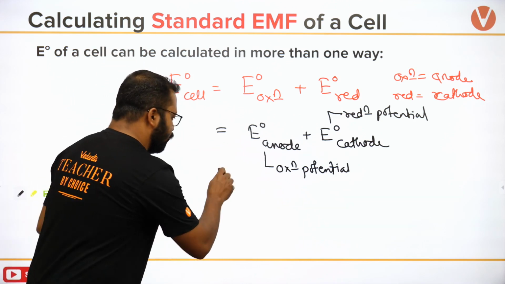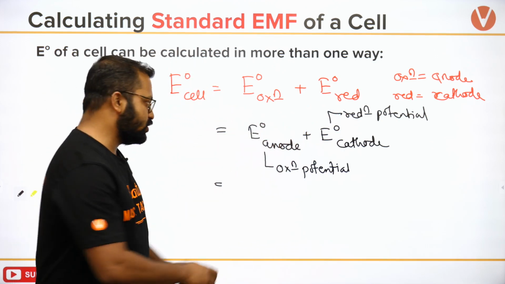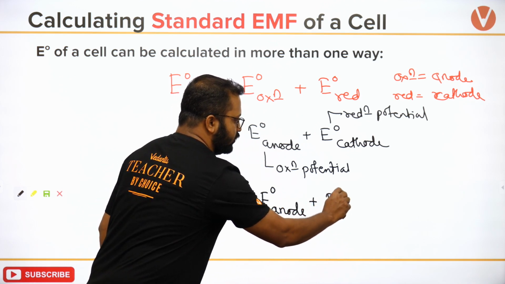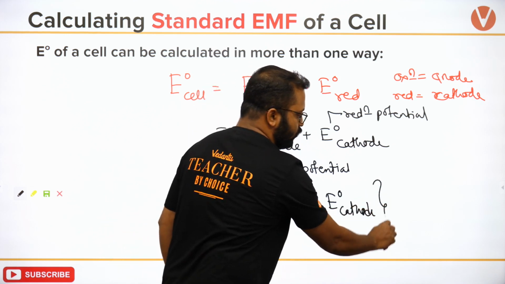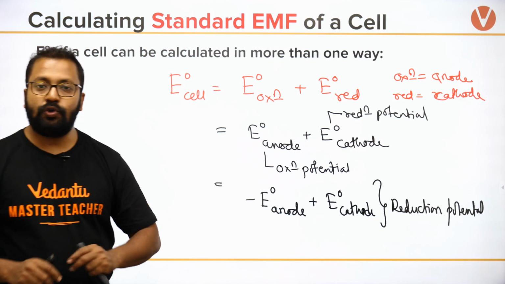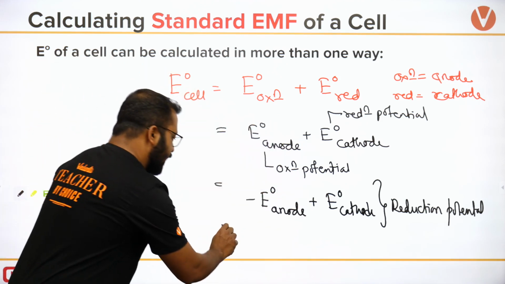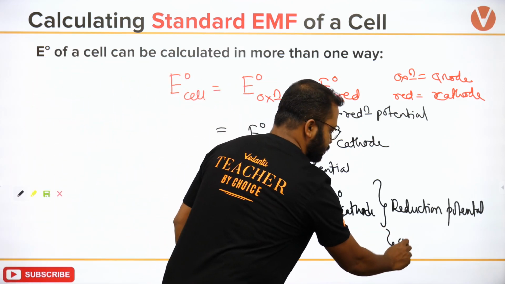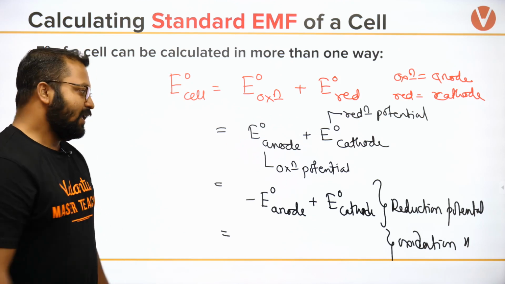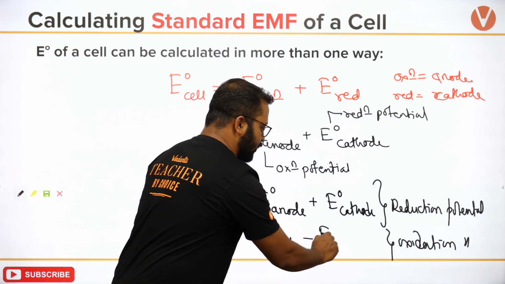Now suppose you want to convert both of them to reduction potential. If you want to use reduction potential, then what you will do is take the negative of anode and add it to the positive of cathode. If you want to use reduction potential, to measure both in the same units, it will be minus anode plus cathode. If you want to use oxidation potential, if you are only given oxidation potential values, then how would you measure? You will take the one that undergoes oxidation, the anode, as positive and take cathode as negative.